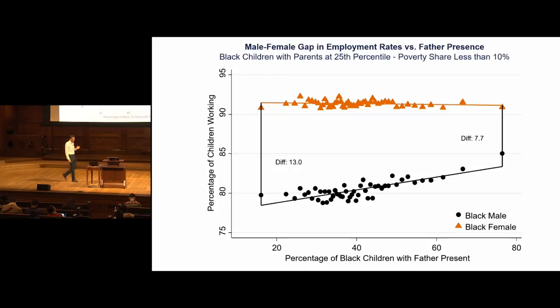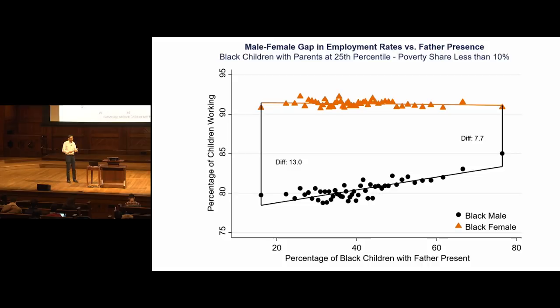Moreover, if you do the same analysis and compare Black men to Black women, you see a very similar pattern, where for Black men, you see that upward sloping relationship that I showed you before, but Black women's employment rates are completely unrelated to the presence of Black fathers in an area. Okay, so this echoes a little bit the type of thing that I was showing with the innovation results, where it's consistent with the idea that there are exposure effects that are gender and race specific.